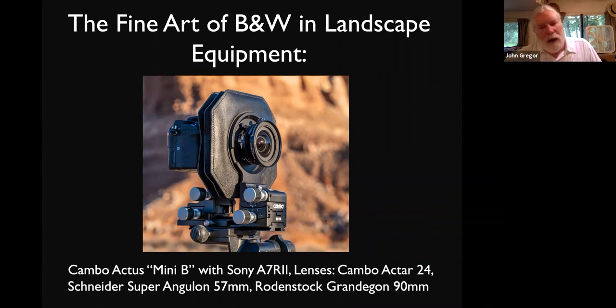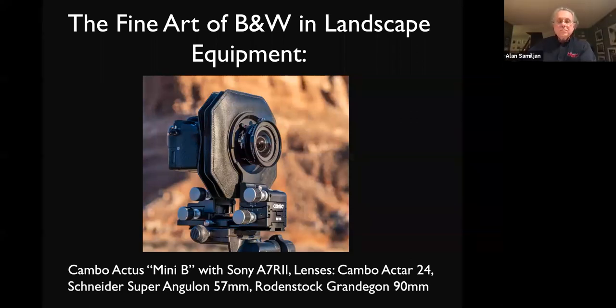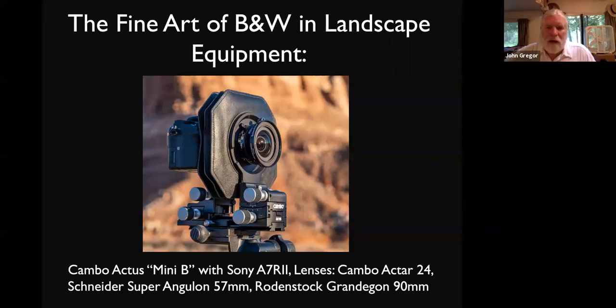This beast I pull out every once in a while. It's an Actus. It's like a view camera, only designed to put a digital back on it. And I wanted a full frame on it, primarily for the optics and the field of view. So I got a Sony A7R II, and I use a host of different lenses from my view camera days.